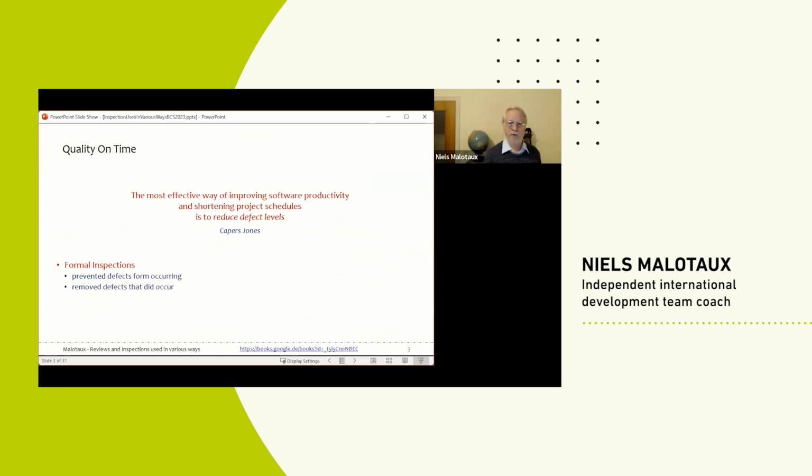So, about quality on time, Capers-Jones is a guy who measured a lot of stuff in software projects. And he used a lot of material from IBM. On the bottom of the slides, you can see a link to a book I found at Google from Capers. And one of the things you can find there: the most effective way of improving software productivity and shortening projects schedules is to reduce defect levels.